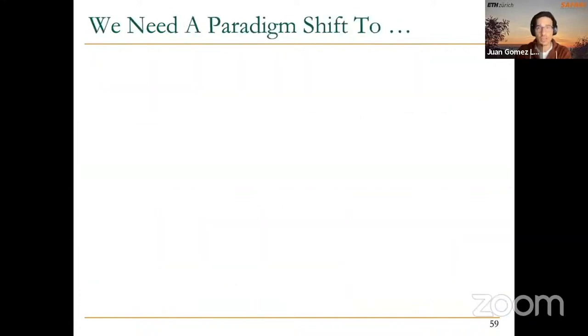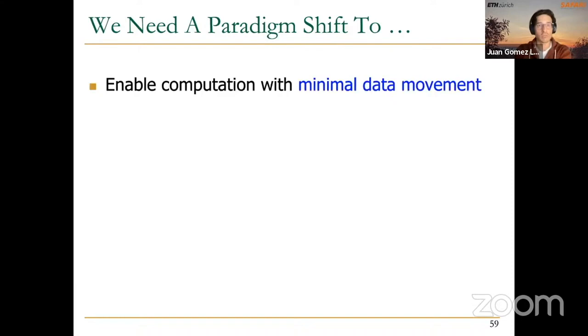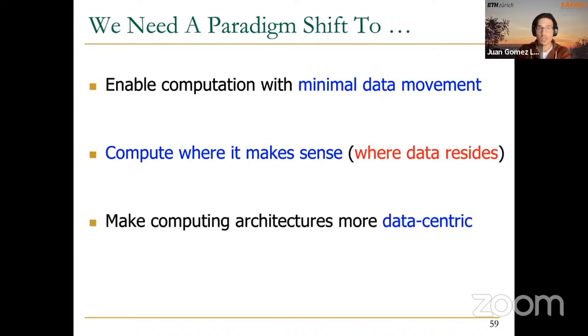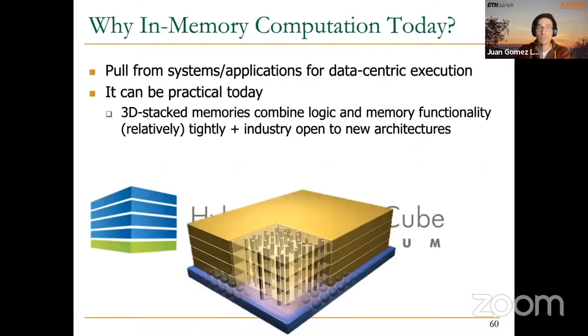So we need a paradigm shift, and this paradigm shift is called processing in memory, which enables computation with minimal data movement, computes where the data resides, and makes computer architectures more data-centric or memory-centric instead of the classic processor-centric approach. And why memory computation today? Well, the reasons we already know: we need to solve the data movement bottleneck. Even though this has been explored for decades, only now does it start to become a reality, because technology has evolved enough to enable this change.